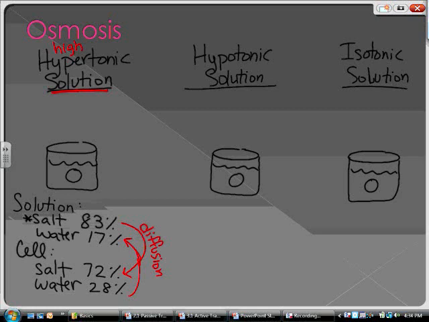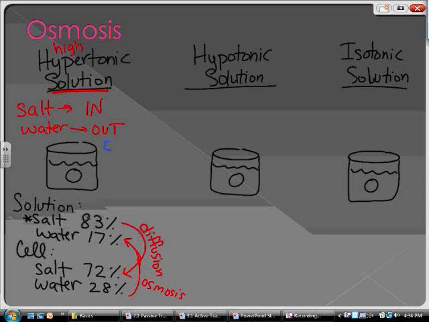Water is going to move from high to low, but by osmosis. So water is moving from the 28 to the 17. Salt is moving from the 83 to the 72. That means salt is moving from the 83 of the solution into the cell where it's 72. So salt is moving in. Water, however, is moving from the 28% in the cell out into the 17% in the solution. So water is moving out. There's the direction of our different substances moving.